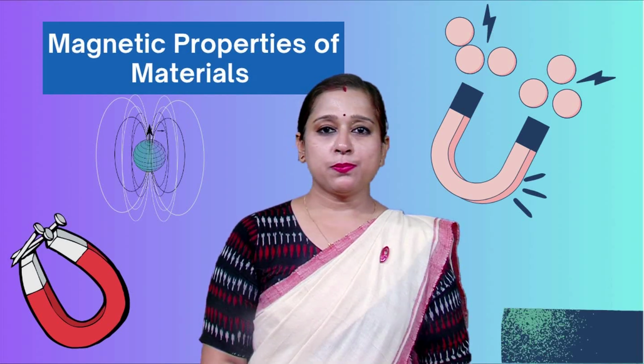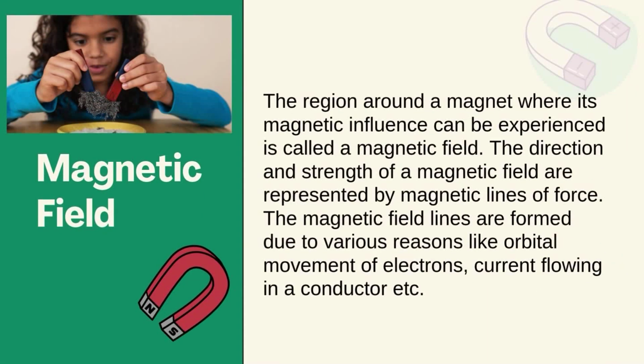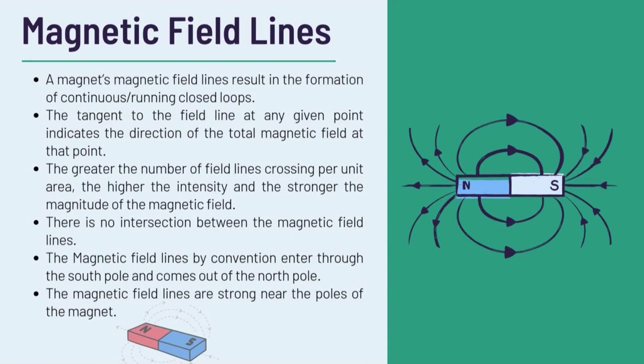We are moving to the basic parameters for magnetic materials. Magnetic field: the region around the magnet where its magnetic influence can be experienced is called a magnetic field. The direction and strength of a magnetic field are represented by magnetic field lines. The magnetic field lines are formed due to various reasons like orbital movement of electrons, current flowing in a conductor, etc. Magnetic field lines result in the formation of continuous or running closed loops.